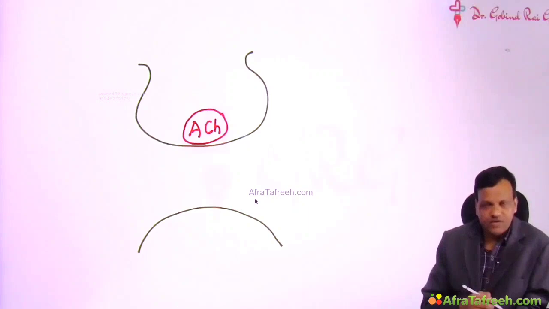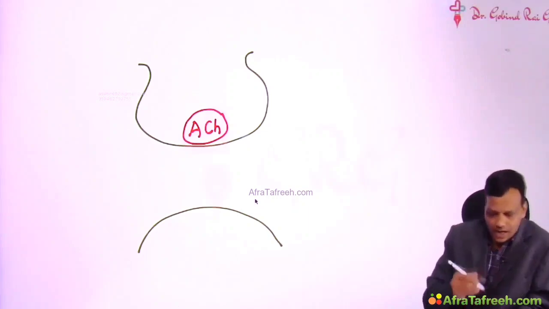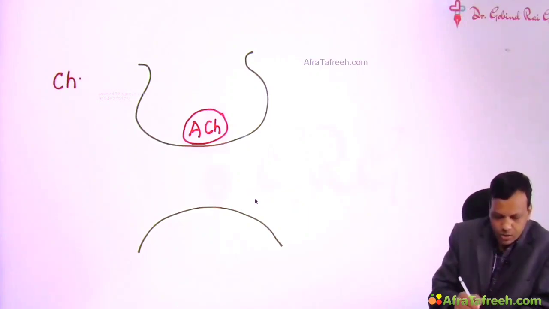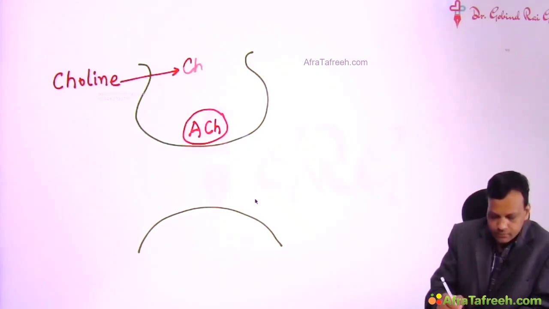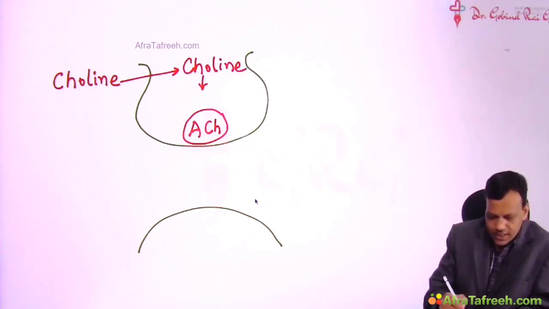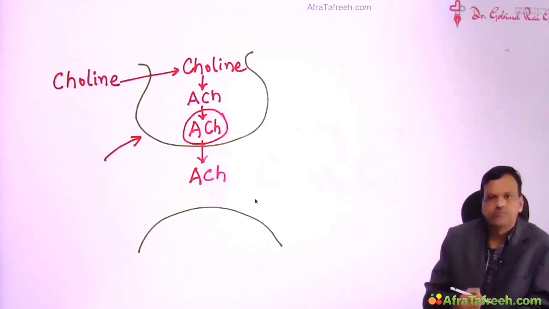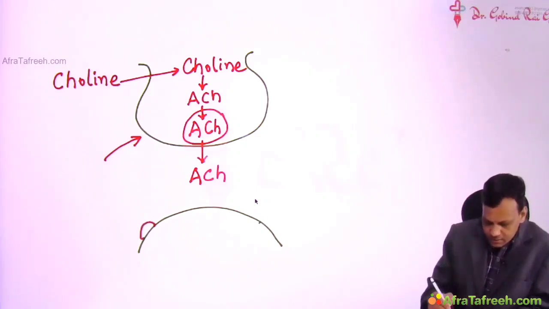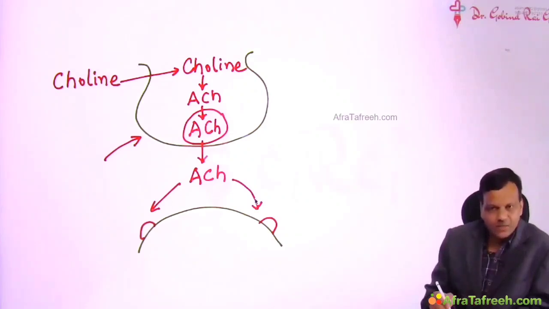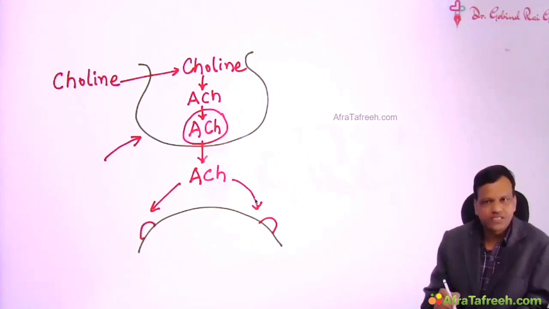But for synthesis, we can take raw material from outside, and the raw material in case of acetylcholine is choline. The first step is choline will enter inside. It is converted to acetylcholine, and that will be stored in the vesicle. Whenever a nerve impulse comes, acetylcholine will be released. Then it will work on the receptors. So parasympathetic action will come. Quick recap again. Parasympathetic action means if it is working in the heart, it will depress. If it is working at some other places, it will stimulate.